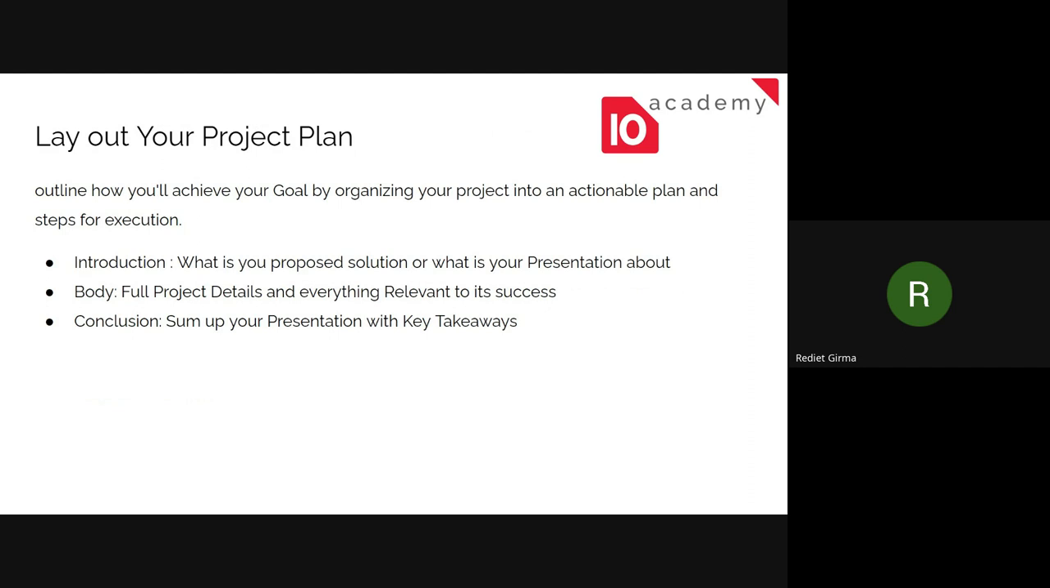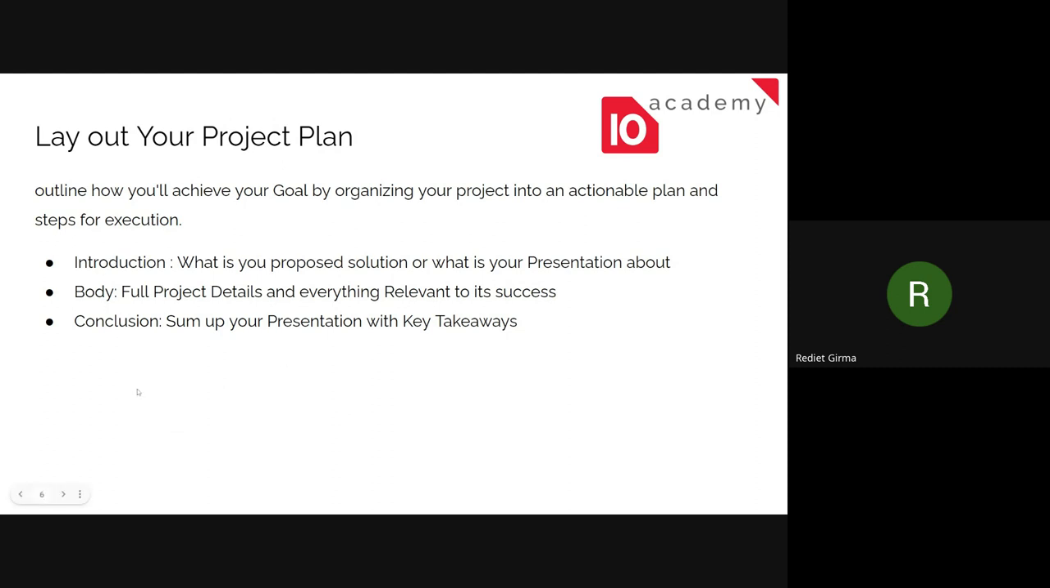Then let's go to laying out our project plan. So now we have a clear plan. I mean, we have a clear goal, and we have put in some problems for our audience. So here is the project plan. Now we're going to describe what we've done in order to solve that problem and achieve our goal. So here there is the introduction, the body, and the conclusion.